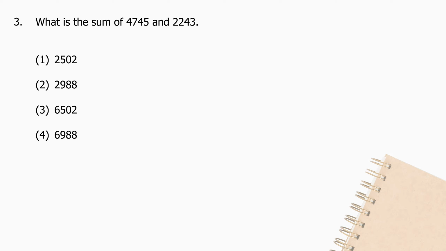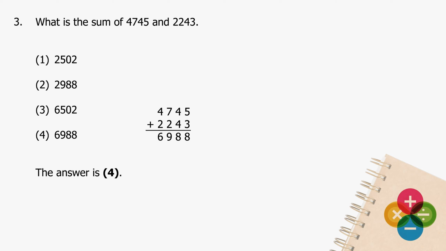Question 3. What is the sum of 4745 and 2243? Adding 4745 to 2243, the sum will be 6988. The answer is 4.